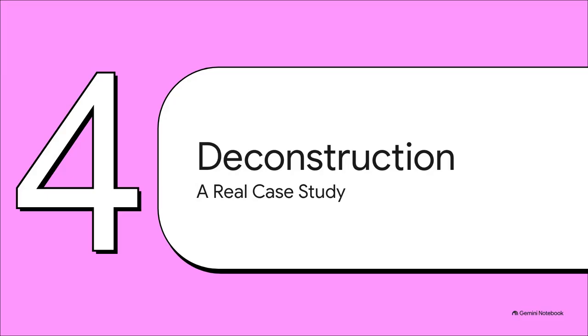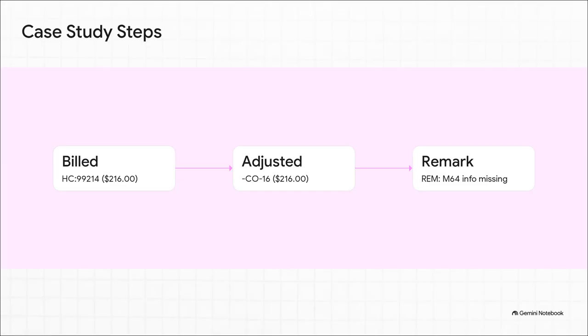All right, let's put this into practice with number 4, transaction deconstruction. Let's look at a sample claim line straight from a real-world ERA. Imagine we bill a Level 4 established office visit, CPT code 99214, for $216. But, looking at the ERA, we see an adjustment of negative $216. Ouch! The code tied to it is CO16.